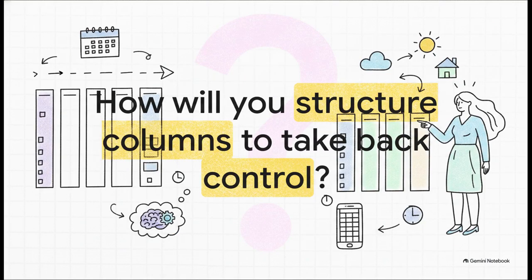So, wrapping things up, the system is laid out right in front of you, and the tools are already at your disposal. The real question is, how are you going to structure your columns to take back control of your upcoming week? Are you going to stick to the standard Monday through Friday, or maybe build columns for specific energy levels or contexts? The structure is entirely yours to command.